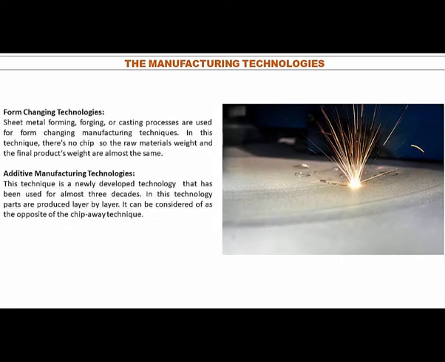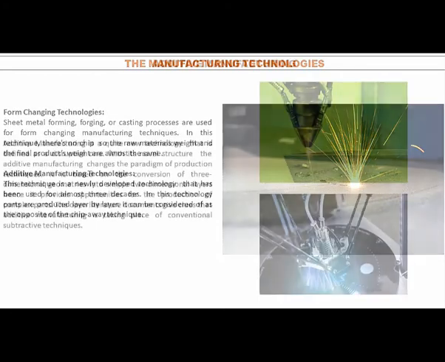Form changing technologies. Sheet metal forming, forging, or casting processes are used for form changing manufacturing techniques. In this technique, there is no chip, so the raw material's weight and the final product's weight are almost the same. Additive manufacturing technologies. This technique is a newly developed technology that has been used for almost 3 decades. In this technology, parts are produced layer by layer. It can be considered as the opposite of the chip away technique.